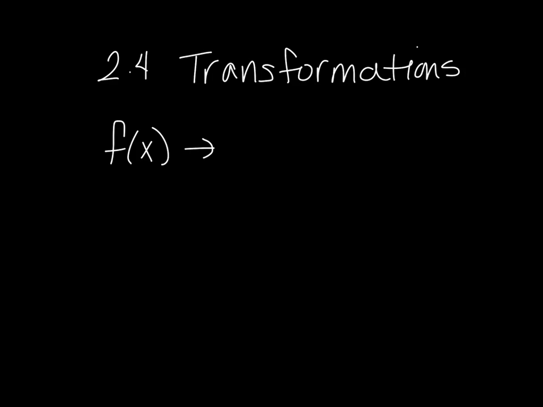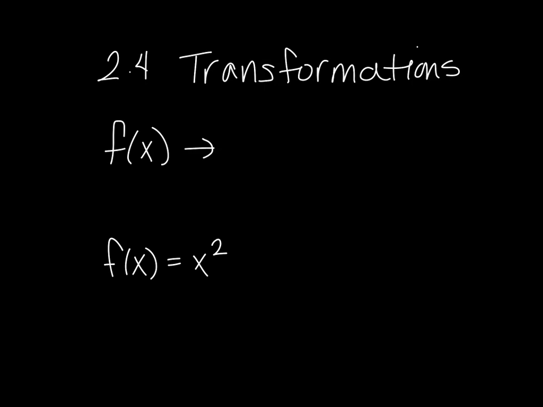So every function has a parent graph. A parent graph is just what you have if you didn't have any extra numbers in your equation. For example, if my function was just x squared, so I have no other numbers, no other x's, it's just the most basic equation I can have. Every function has a parent function. You need to know first off what your parent function looks like, and then from there, you can start transforming it.